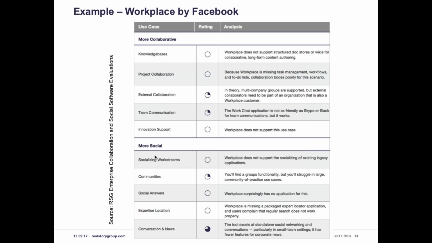What it's not particularly good at is expertise location as an answer engine, or innovation support. It's okay at team communication, not great. It has some capabilities for external collaboration, again, not great. It's awful as a knowledge base, right? So this application approach is what allows you to turn around and look at not just prioritizing your own needs, but what are the right vendors that provide the right fit.